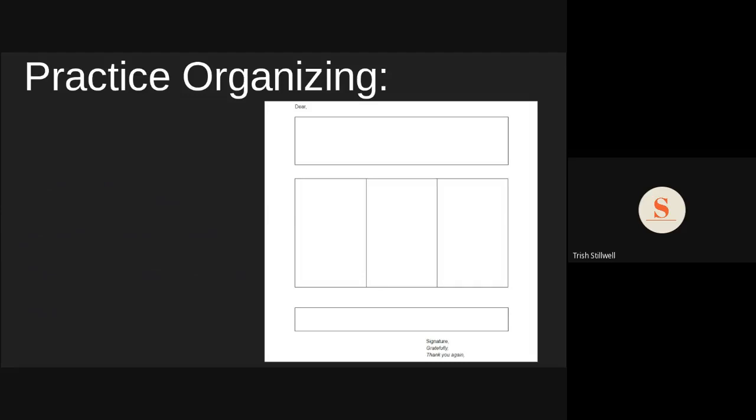Notice the bottom box. That's the conclusion. It's the smallest. Why? Because people are done reading. You said what you had to say. Now get out. It's the smallest. And here's another Google Doc.